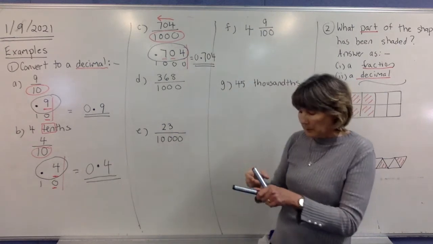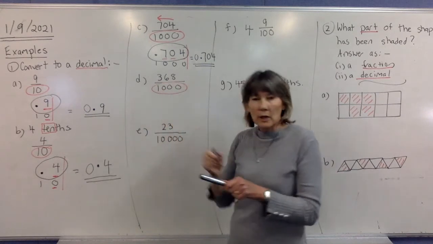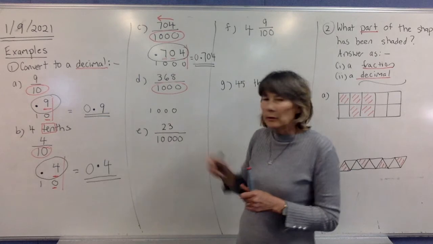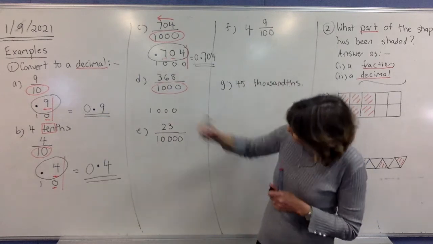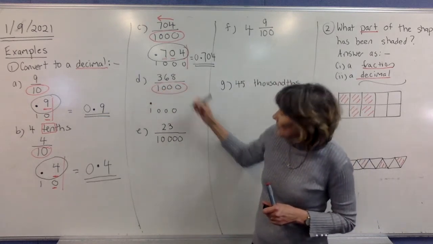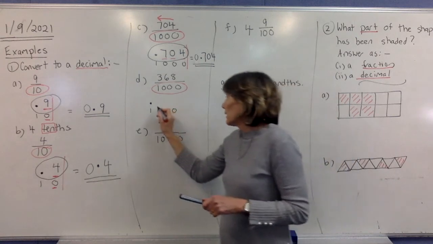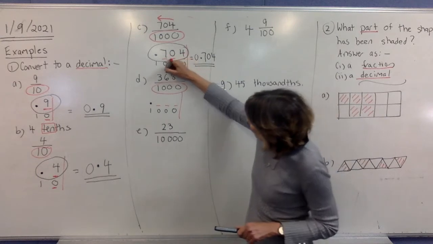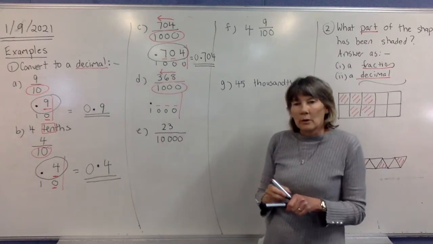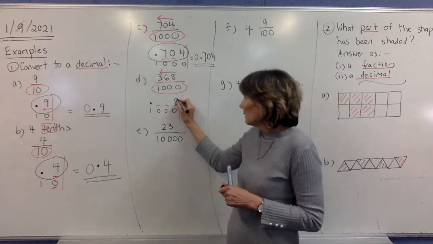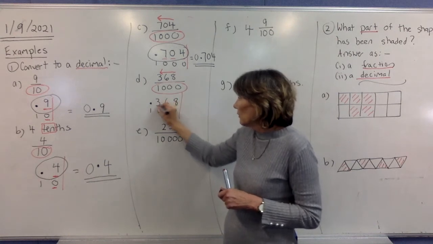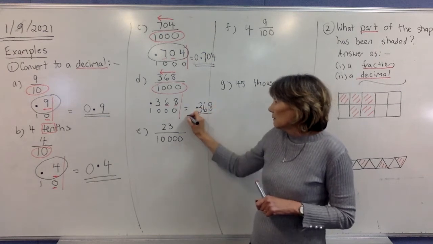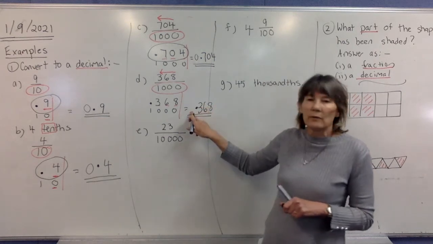Let's look at the next one. We have on the bottom 1,000 again. So leave some space above it. We'll put 1, 0, 0, 0. Put a decimal point above the 1. We've got to fill in 3 spaces here above these zeros. This is what we're filling in, and we're going to work backwards. So we're going to put the 8 here, the 6 in front, and the 3 in front. And your answer is 0.368. If you feel like putting the 0 in front, you can.